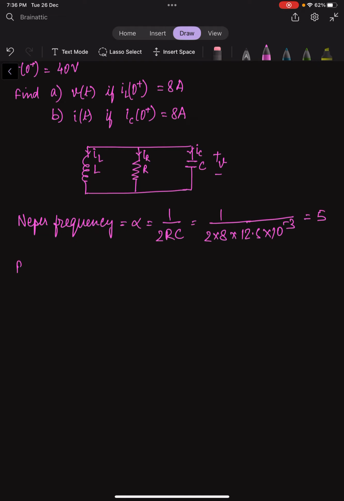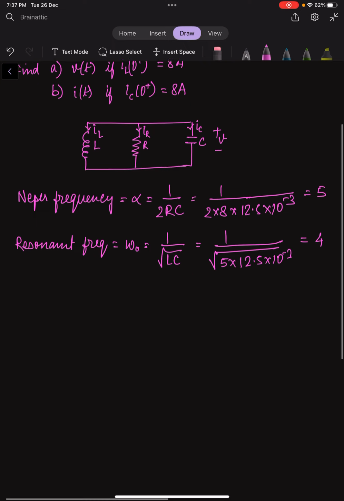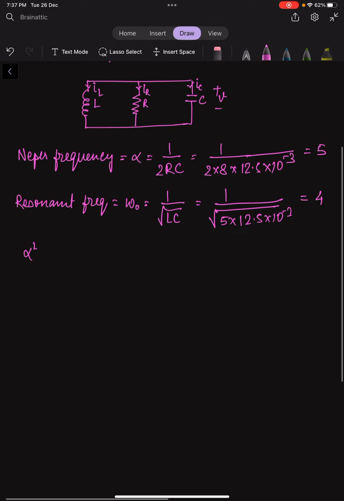And we then find the resonant frequency, which is given as omega naught and is equal to 1 by root over LC. We apply the values and we see 5 into 12.5 into 10 power minus 3, which is equal to 4. As we can see that alpha square is greater than omega naught square, the response is overdamped.